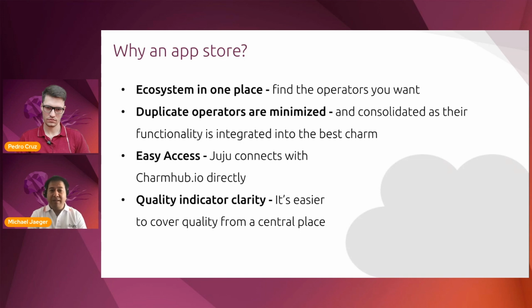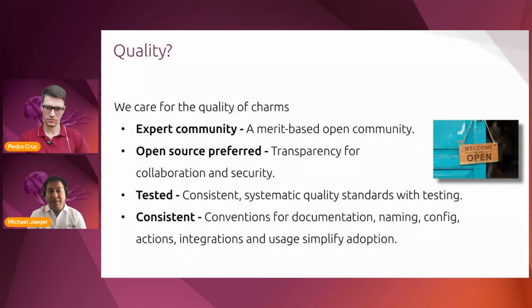And last but not least, if you have that central place like CharmHub.io, it's really easy to implement quality and track quality, because one common idea of quality can be implemented across the collection of charms. Quality is a big word. What does it mean for us? Well, first of all, it means for us that we need to take it seriously, because this is about operative software in companies, organizations, and probably used by many.